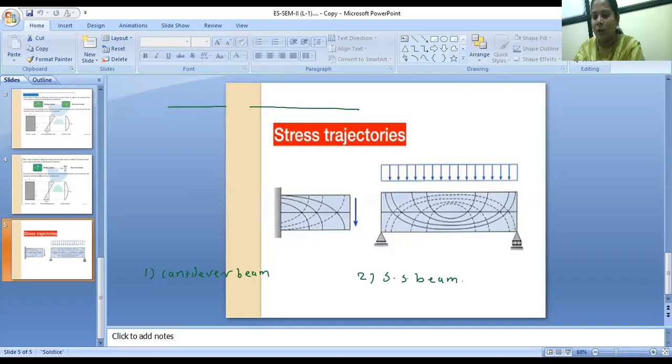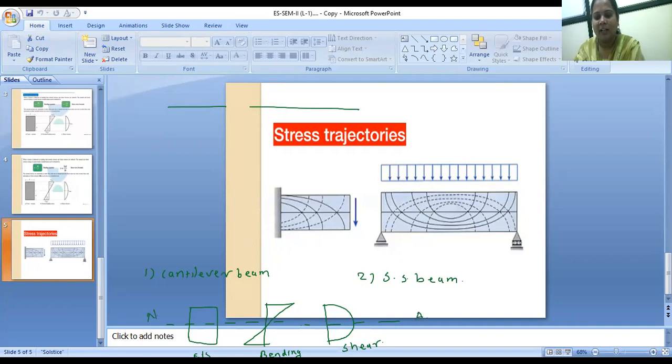When we calculate principal stresses in a beam, as we have already discussed, this is our cross section of the beam, this is our neutral axis, and this is the stress distribution diagram. This diagram is for bending stress, and this diagram is for shear stress. You observe here, this is the neutral axis.